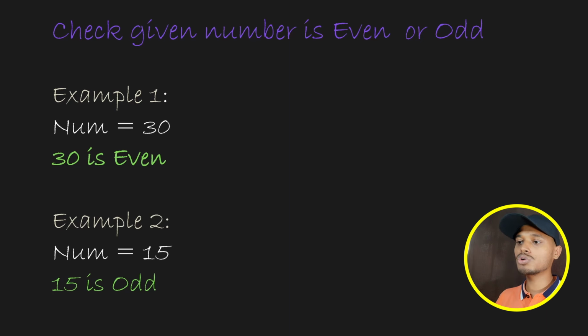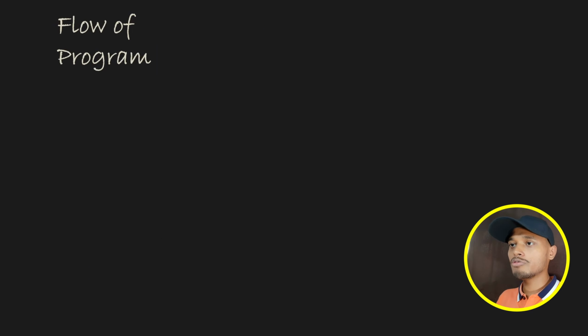In example 2 we can see that num value is 15 and we know that 15 is not divisible by 2, and therefore it is odd. So we know how we can identify whether a number is even or odd. If the number is divisible by 2 and the remainder comes 0, it is even. Here is the flow of the program.